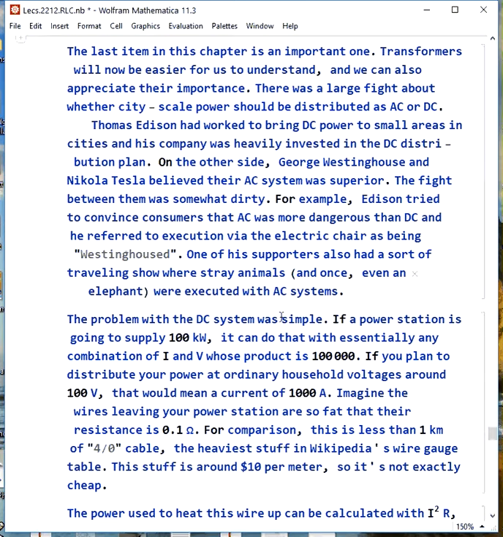Now, the last item in the chapter is an important one. We're going to look at transformers. They should be easier for us to understand and maybe appreciate their importance.